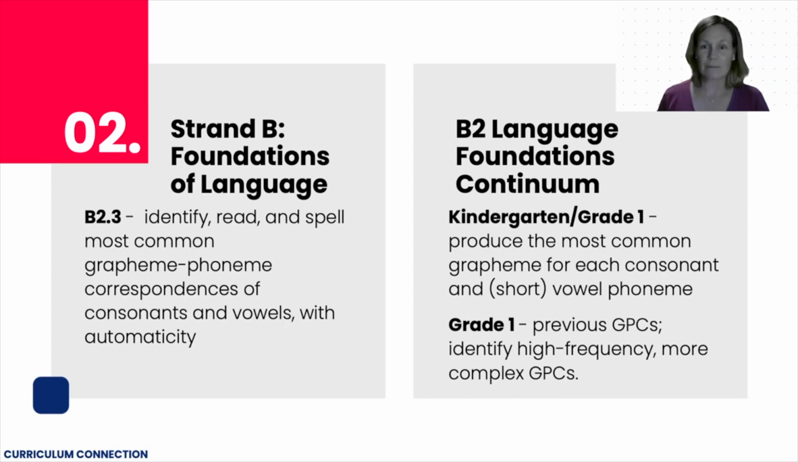In kindergarten, this includes producing the most common grapheme for each consonant sound and the most common phoneme for each consonant grapheme, including all consonants and some common digraphs, as well as the short vowels. In grade 1, students will apply all previously taught grapheme-phoneme correspondences and will identify high-frequency and more complex grapheme-phoneme correspondences such as vowel-teams, R-controlled vowels, vowel-consonant E patterns and exceptions, diphthongs, among others.